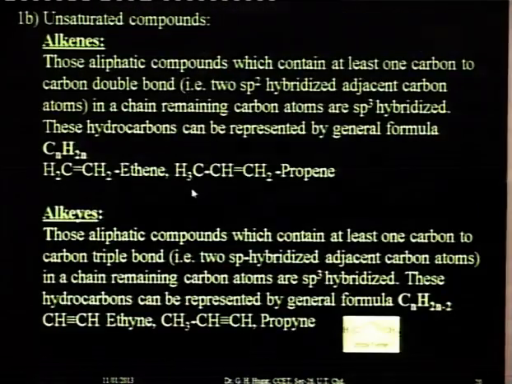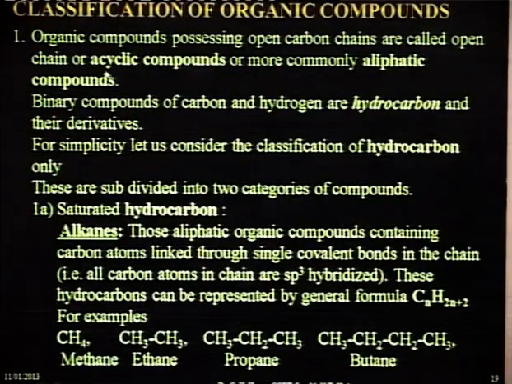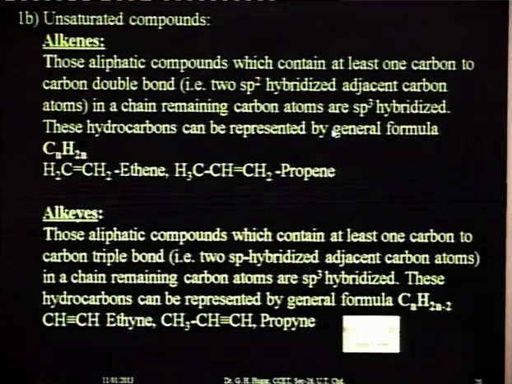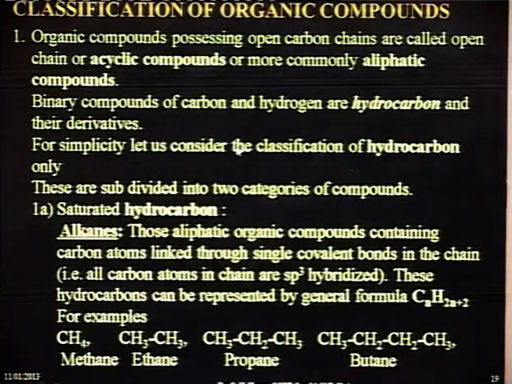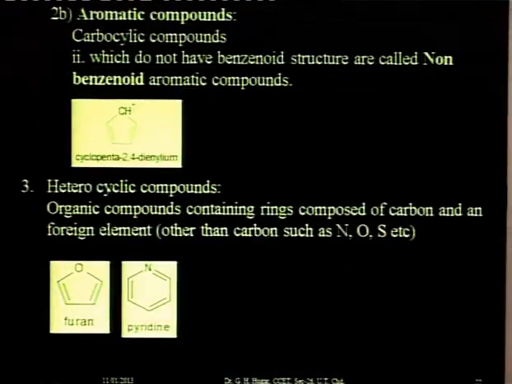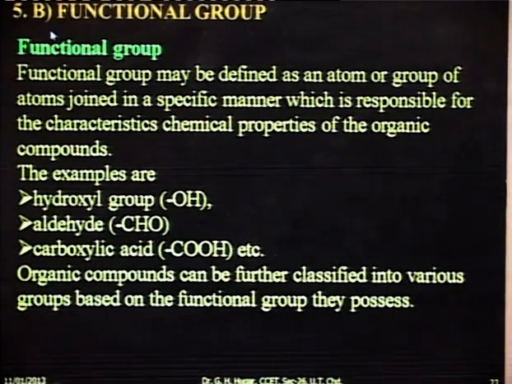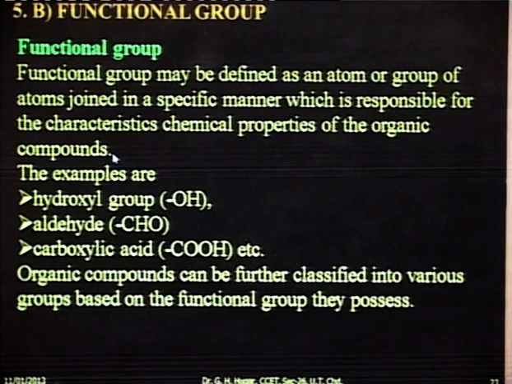So, this is about the classification of organic compounds based on their structures, and we took the classification of hydrocarbons here. Now, we can classify the organic compounds even based on the functional groups as well. What is a functional group? So, a functional group may be defined as an atom, it may be a single atom or a group of atoms joined in a specific manner, which is responsible for characteristic chemical properties of the organic compound.